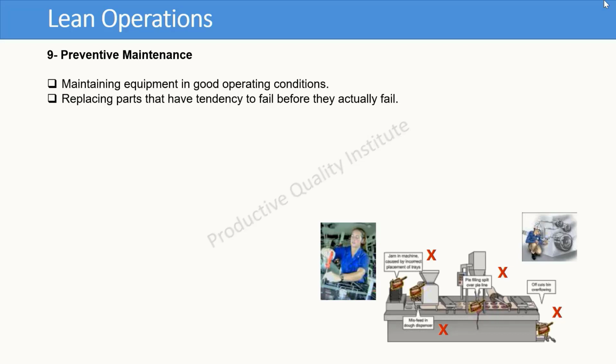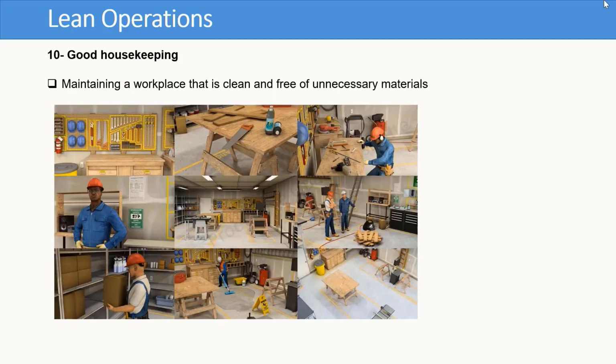Preventive maintenance means maintaining the equipment while it is in good operating condition. It means replacing the parts that have a tendency to fail before they actually fail. Good housekeeping: maintaining a workplace that is clean and free of unnecessary materials. This is the 5S technique. The 5S will be covered in detail in the improve phase.